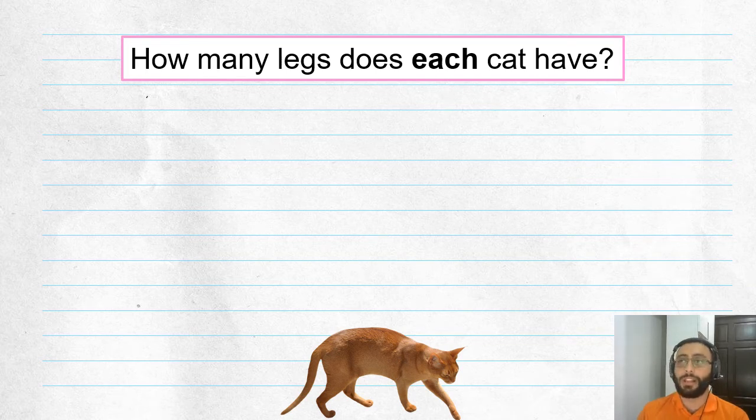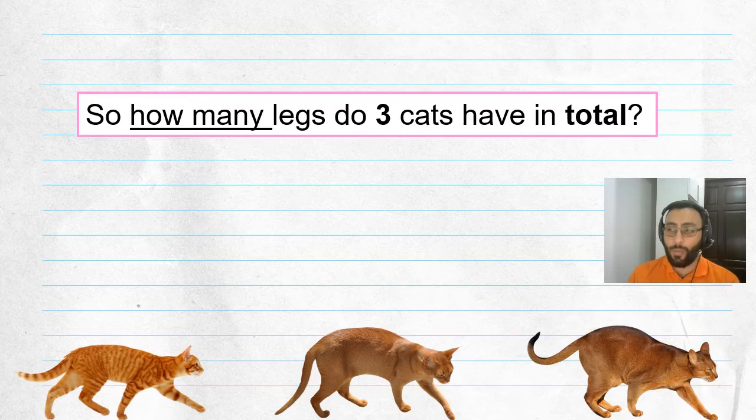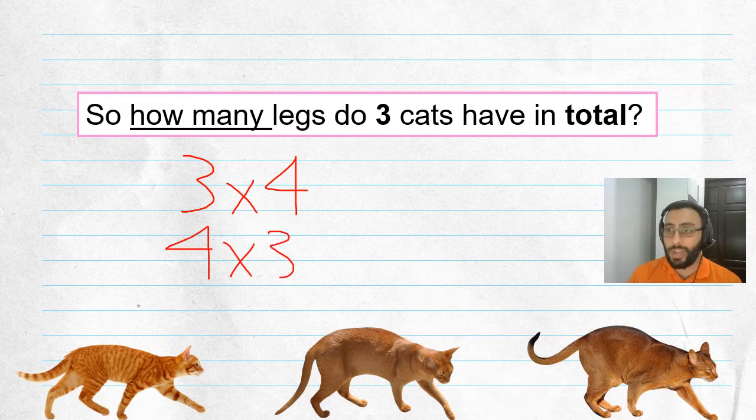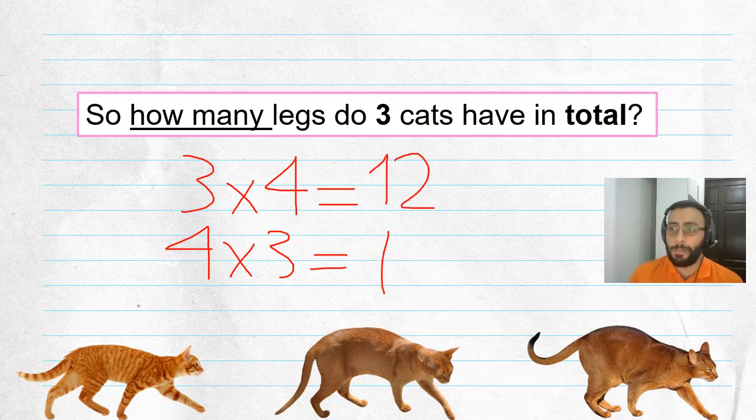Now, let me do this example with you again. How many legs does each cat have? Look at this cat. 1, 2, 3, 4, so it has 4 legs. Now what if we have 3 cats? 1, 2, 3. So we can say 3 times 4 or 4 times 3, and the answer will be the same. It is 12.